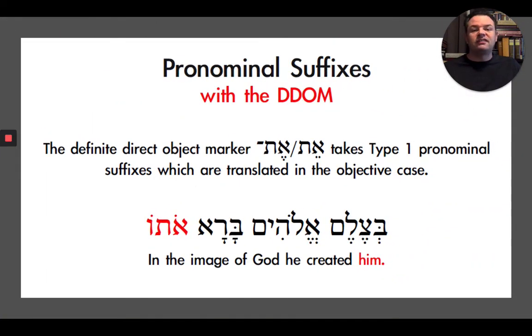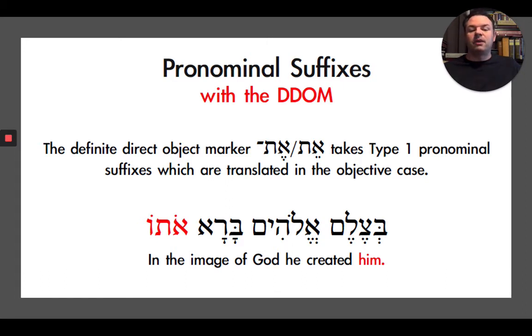So with that direct object marker, the definite direct object marker, right, as they occur, they'll take the type 1 pronominal suffixes and are translated in an objective case. So, b'tselem Elohim bara oto. B'tselem is the word for image. Ba is the preposition, the bet preposition. So in the image of Elohim, so in the image of God.